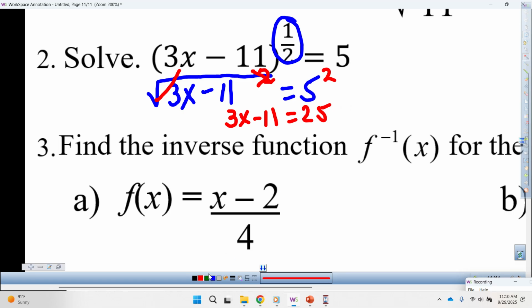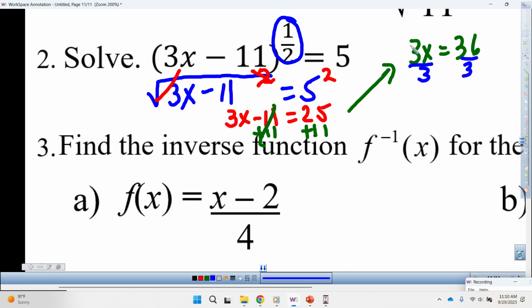What do I do next, everyone? Add 11 to each side. So we're left with 3x equals 36. And our last step, we divide by 3. So x equals 12.